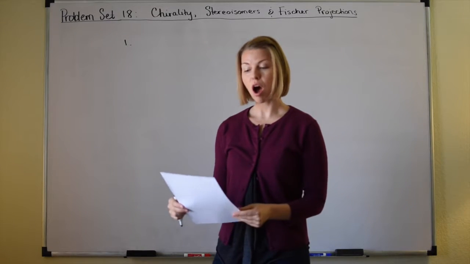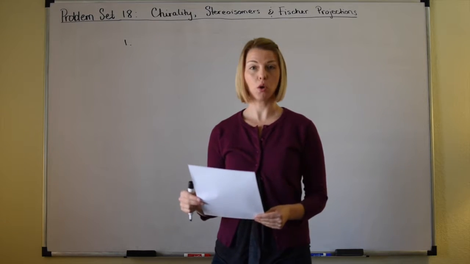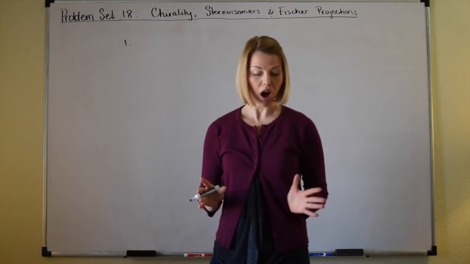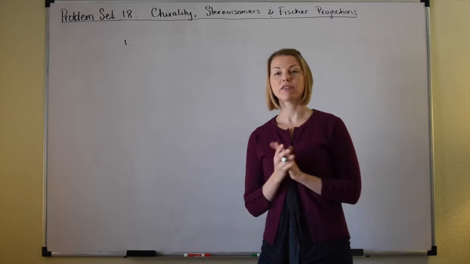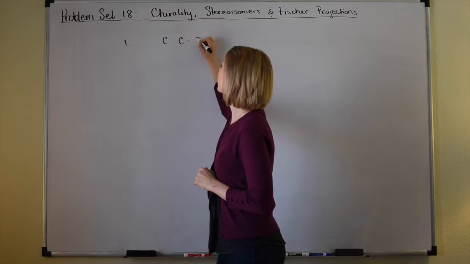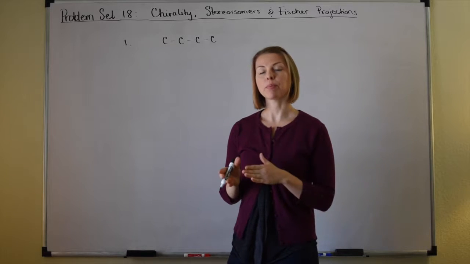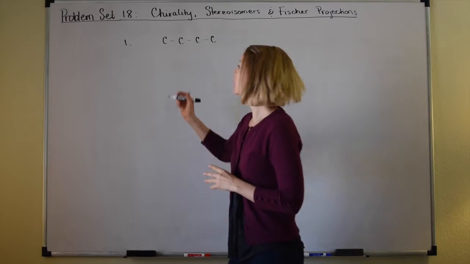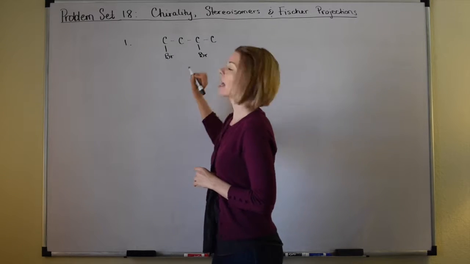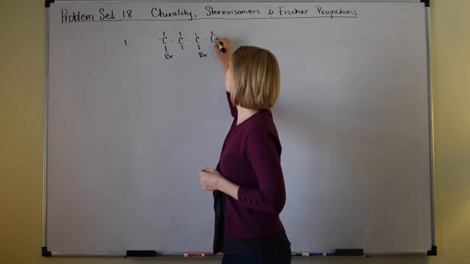Number 1, draw 1,3-dibromobutane in a proper Fischer projection below and then complete A through C. So first, let's just draw the molecule not in a Fischer projection. It's a butane, so 1, 2, 3, 4 carbons. The 1 position and the 3 position will each have a bromine, and everything else is just hydrogen. So I'll put lines to all those hydrogens.